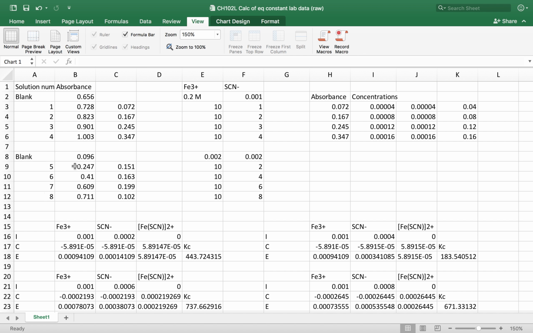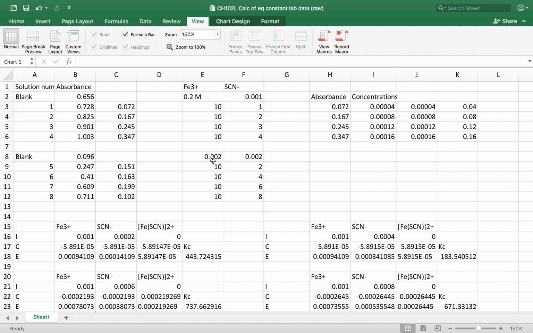So here I've got 4 different data points. Again, these are the absorbances. This was the blank. So we need to take the absorbance minus the blank, and that gives us this number here. These are the corrected absorbances. Here is the iron 3 and the thiocyanate. Notice it's very different this time.